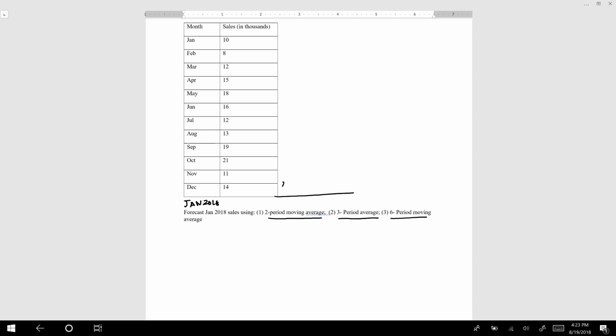For the 2-period moving average, I just take the average of the previous two time periods, which is 11 plus 14 divided by 2. This gives us 25 divided by 2, that's 12.5 units. So our forecast for January 2018 would be 12.5 units. If we round off, we can round it to 12 units or 13 units.